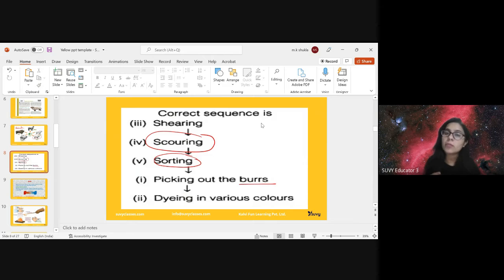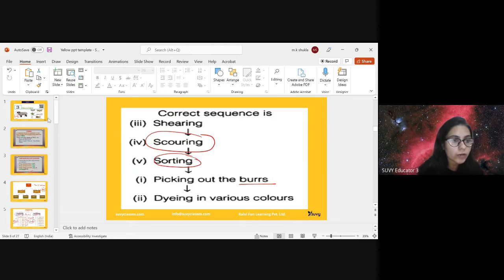Okay, fibers can be obtained by two methods, as I have told you: plants and animals. For animals, there is some sequence that is followed by human beings in order to obtain the wool. Okay, so one by one we will do this. Before that, we will revise what we have read till now.